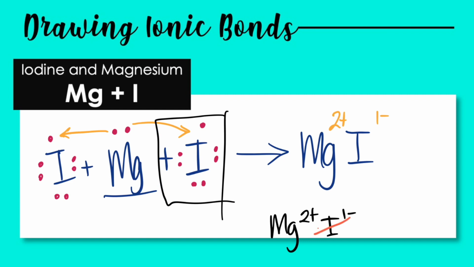So you drop down the 2, we drop the charge off. Put the 2 down by iodine, and then 1 goes by magnesium. You write it out with just the symbols and the numbers at the bottom, the subscripts, and then check it. 1 magnesium, 2 iodines. We have 2 iodines in the problem.